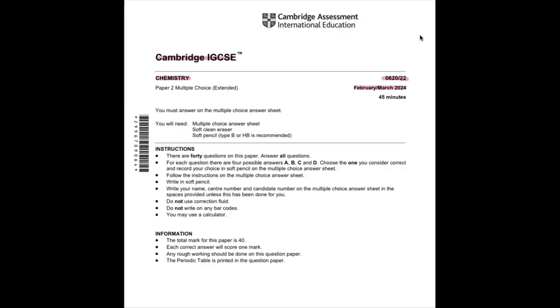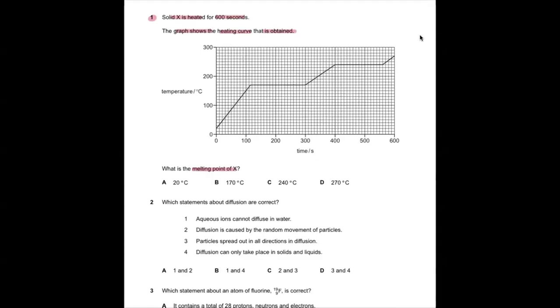Let's start with question number 1. A solid X is heated for 600 seconds. The graph shows the heating curve that is obtained. What is the melting point of X?